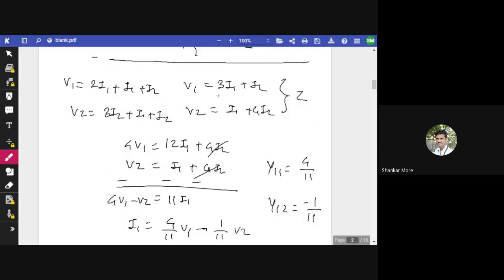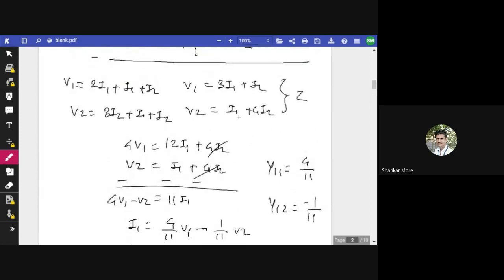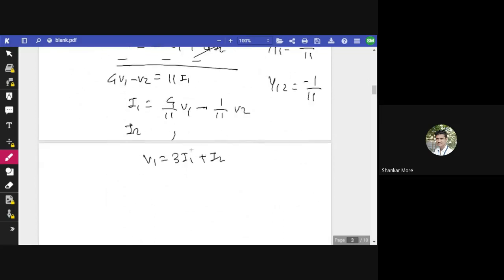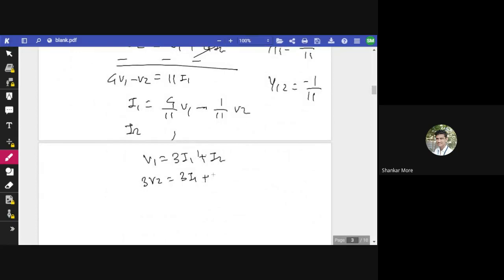So first of all, I will write the first equation as it is. That is V1 is equals to 3I1 plus I2. I have to eliminate I1, so I will multiply the second equation by 3. So 3V2 is equals to 3I1 plus 4 3s are 12 I2. So again, the subtraction thing.